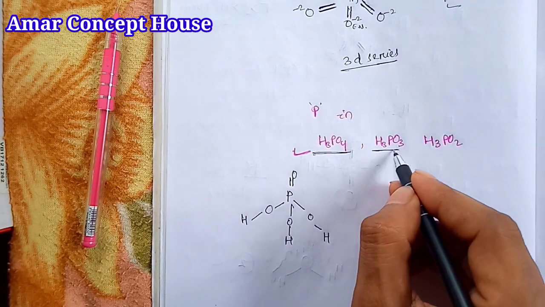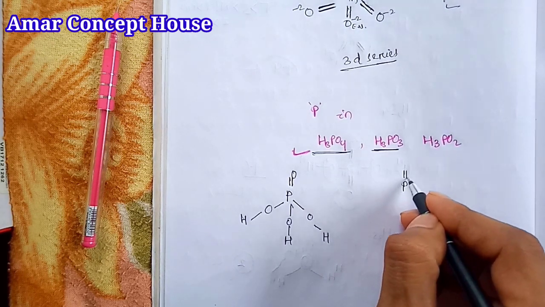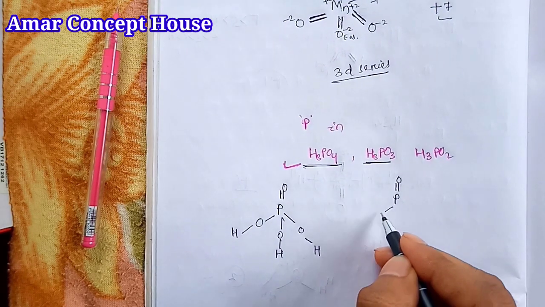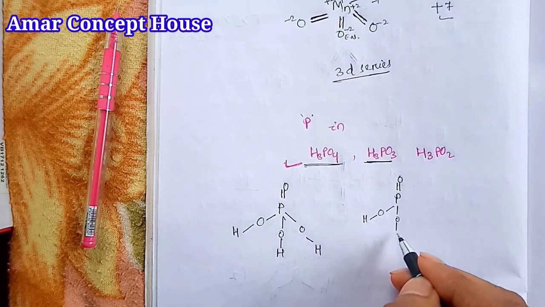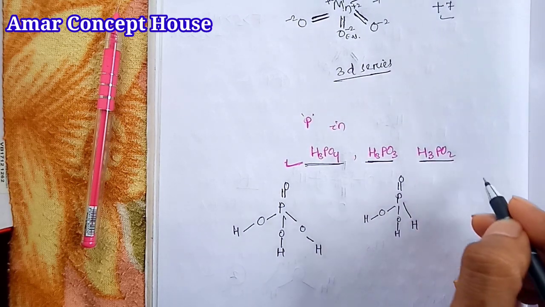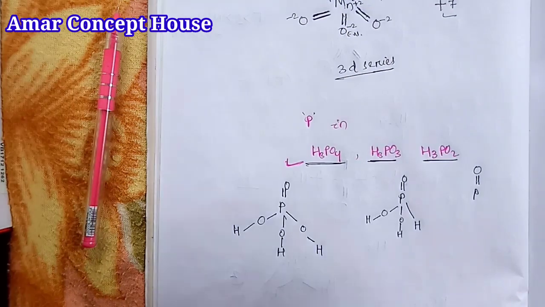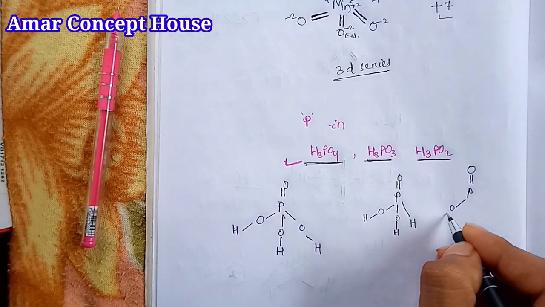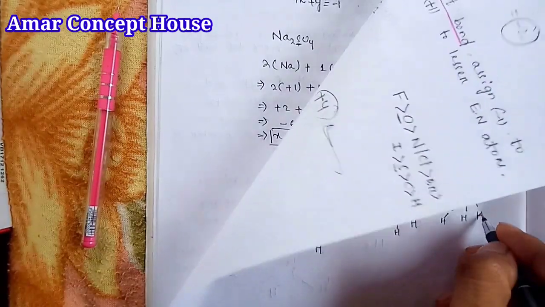Now come to the phosphorus acid. What is the structure of phosphorus acid? P double bond O, single bond O, single bond H, single bond O, single bond H, single bond H. Hypophosphorus acid, P double bond O, single bond O, H, H, H.